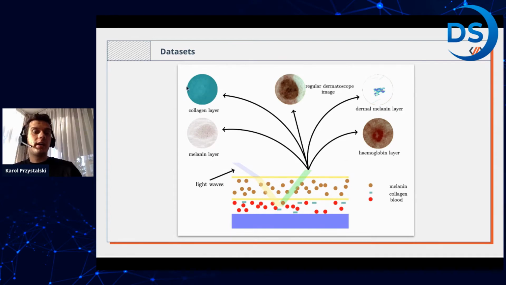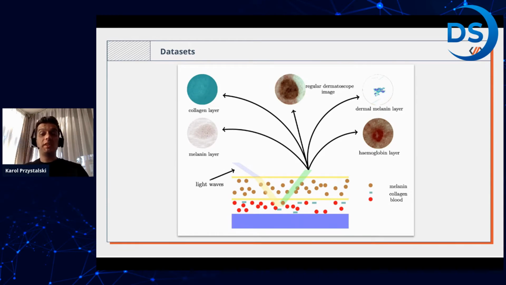So the collagen layer, for example, we actually use the ultraviolet light here, or we use the infrared, and there are different types of infrared images. Here's one, here's the second one, and there's another layer which is a combination of a few. So a dermal melanin layer. So we have 5 images of each case, of each mole.